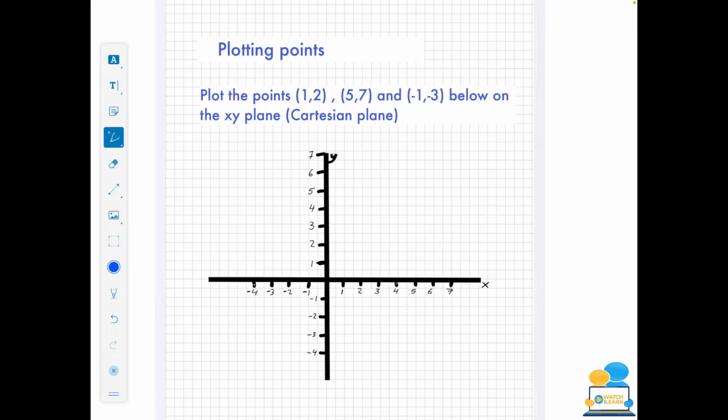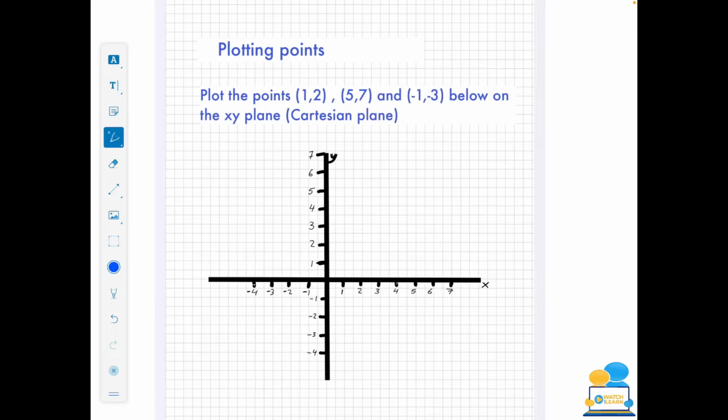The first thing we need to be able to do is plot points. This question says plot the points (1, 2), (5, 7) and (-1, -3) below on the xy plane. The question could also say the Cartesian plane. Don't be thrown by the big word, it's just your normal x and y axis.